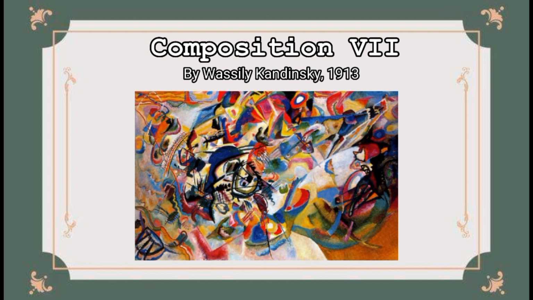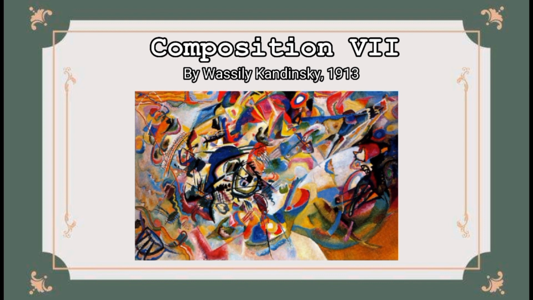Composition 7 can rightly be described as an orchestration or symphony of form and color. The painting is a multicolored work that is designed to appeal to the senses and evoke an emotional response. The painting exists as an object of visual and emotional appeal and does not need to be interpreted.